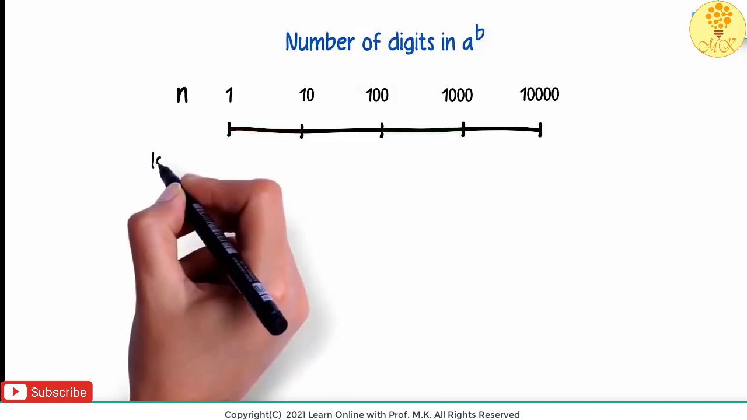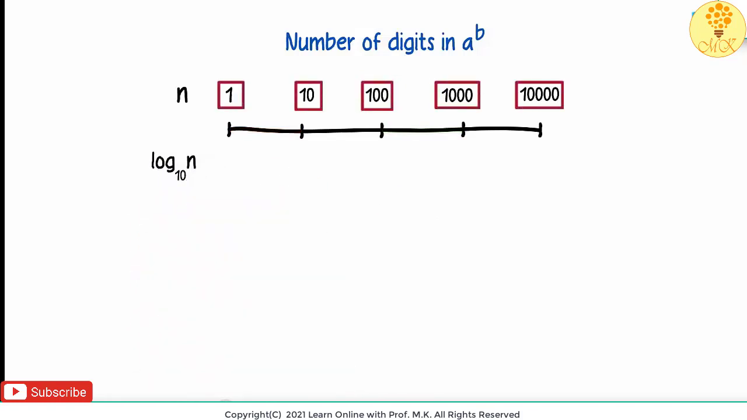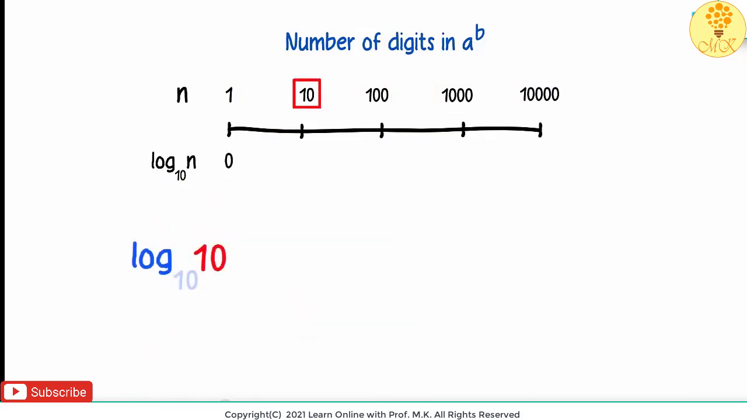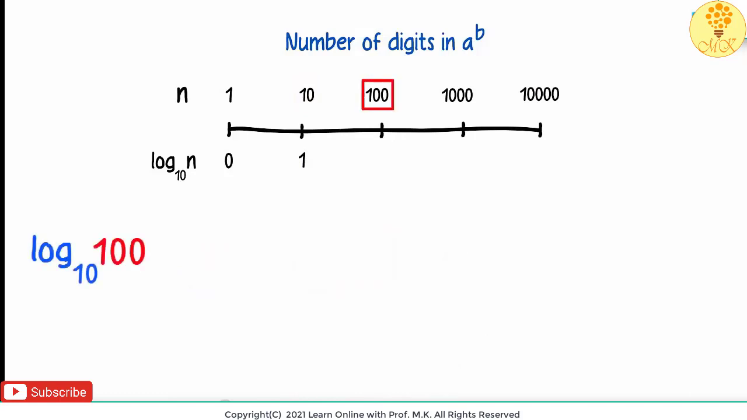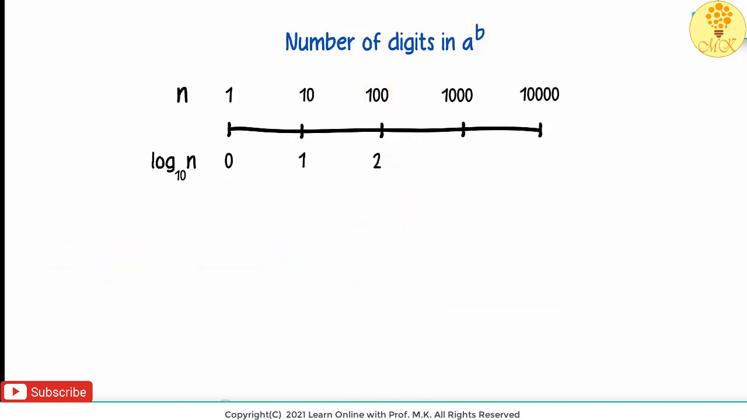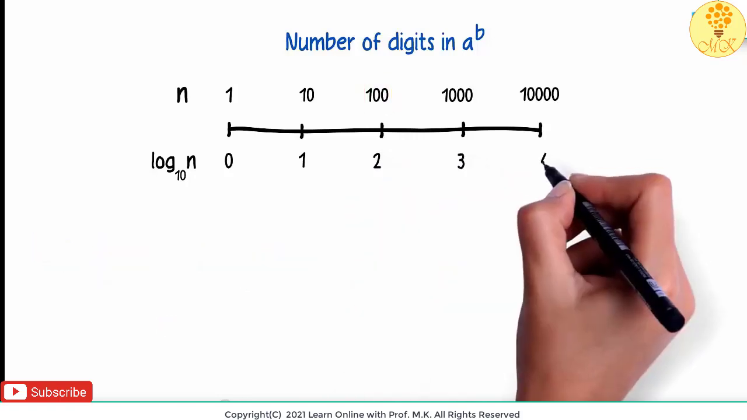Now what if we find the log to the base 10 of these numbers? The log of 1 is 0. The log of 10 to the base 10 will be 1. What will be the log of 100 to the base 10? It'll be the log of 10 squared to the base 10. That will equal 2 times log of 10 to the base 10, which equals 2. And similarly, we have 3 and 4 here.